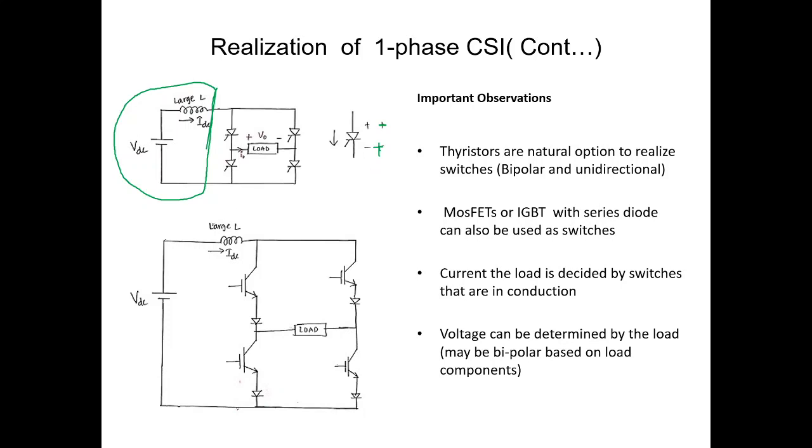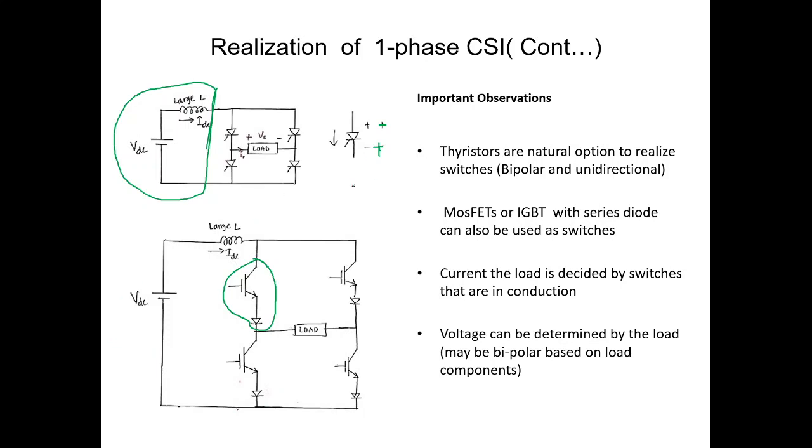Or you can use this kind of switches also. Instead of thyristor, you can use this kind of combination of switches to realize the unidirectional and bipolar switches. So now you can see, in case an IGBT or any controlled transistor is connected in series with a diode as shown in the figure, it can block voltage with either polarity, however it carries current in only one direction. So by adding a diode in series, what are we doing? We are making it a bipolar switch. So this way also you can realize the current source inverter.